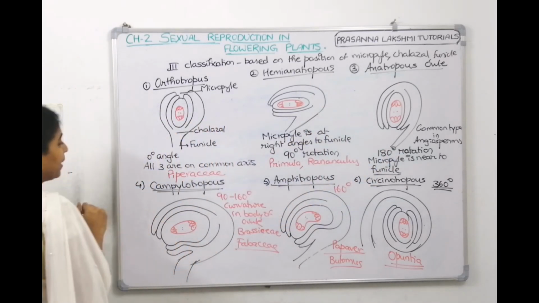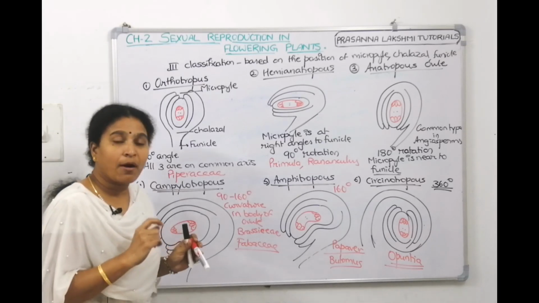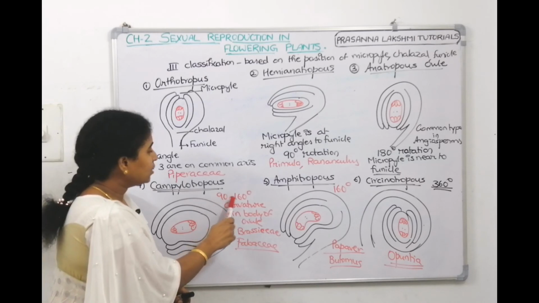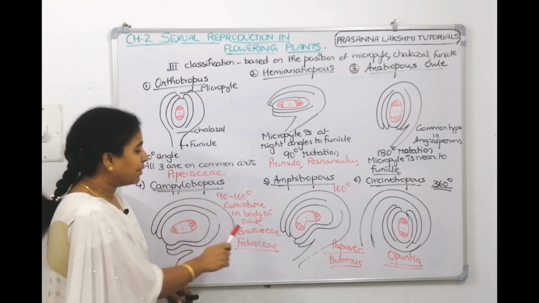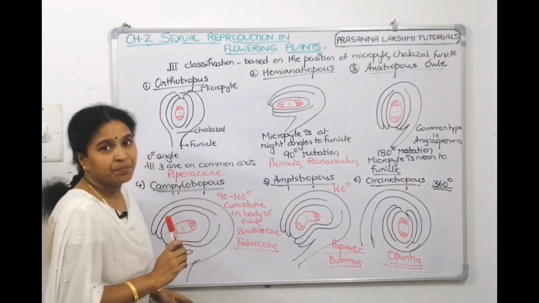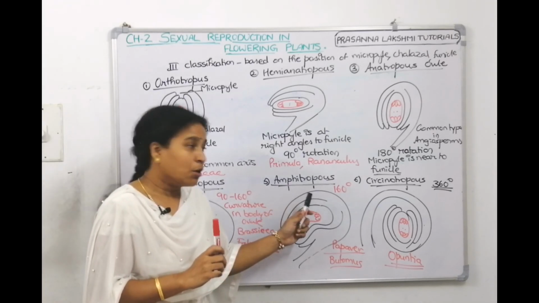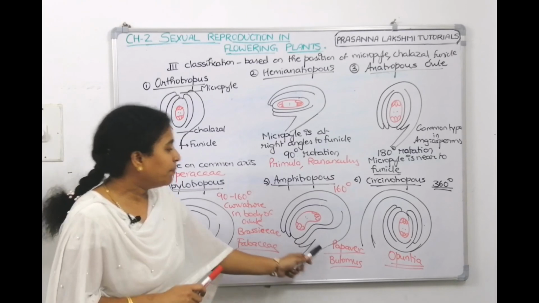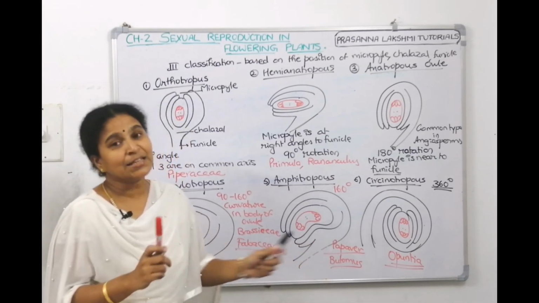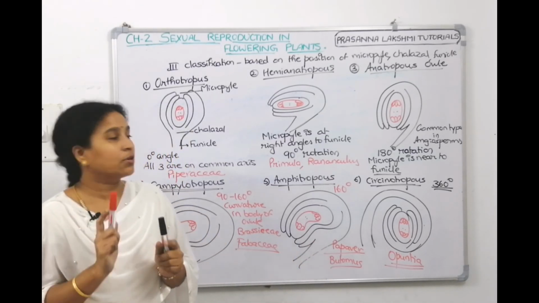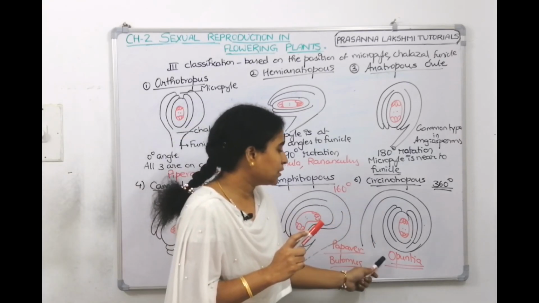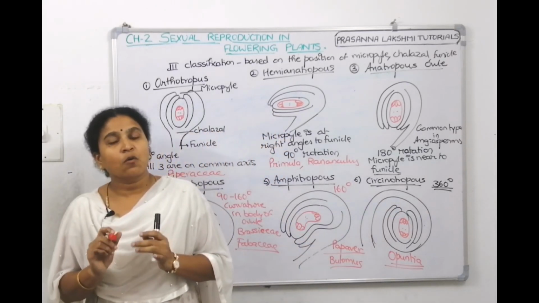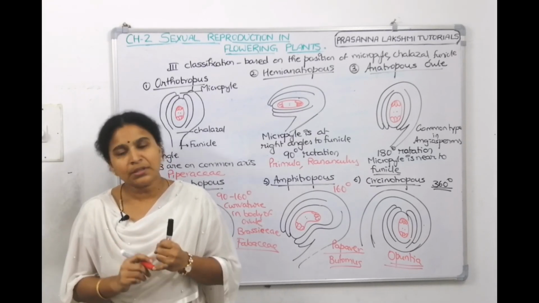Next one is Campylotropus. In Campylotropus, the body curves, whereas the embryo sac will be normal. Rotation is 90 to 160 degrees. Examples, Brassicaceae and Fabaceae. Next one is Amphitropus. Body also will curve, embryo sac also will curve. Examples, Papaver and Butomus. The last one, complete 360 degrees rotation, is Sarcinotropus. Example is Opuntia. So with this, we completed types of ovules.